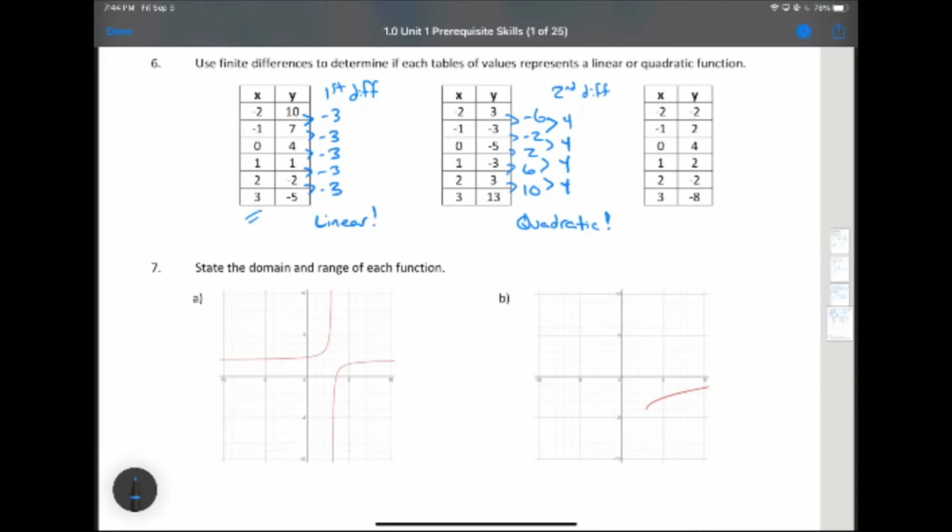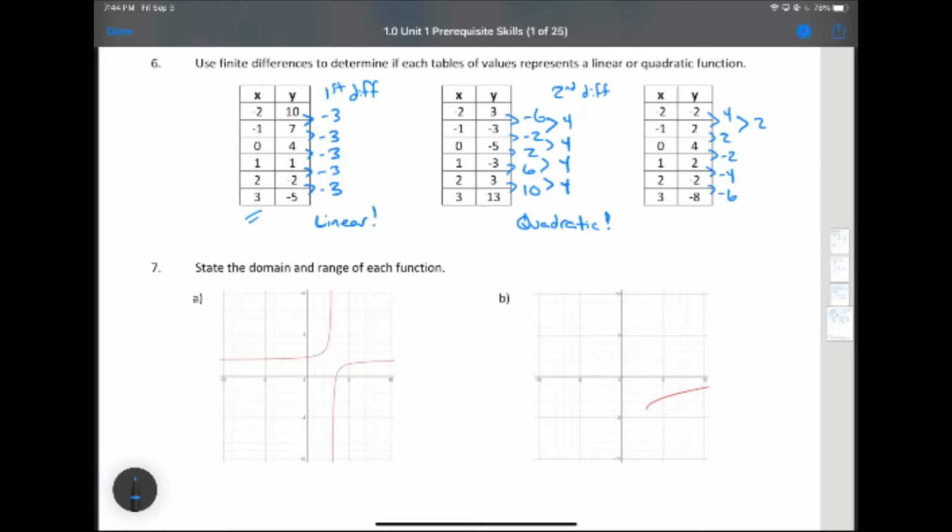And the final one, again, making sure the x values are all going up by the same amount, which they are, by 1 each time. This is going up 4, up 2, down 2, down 4, down 6. Second differences. Oops.